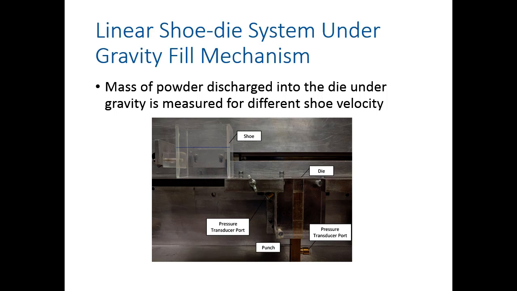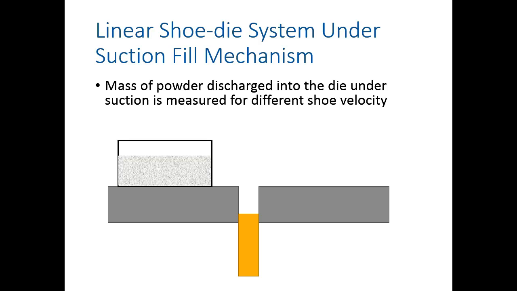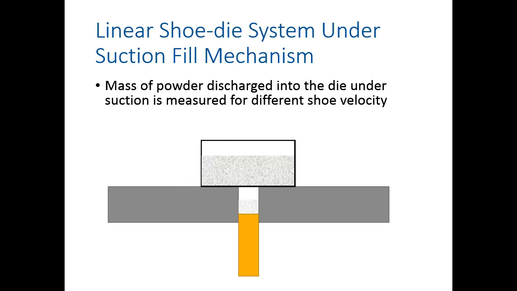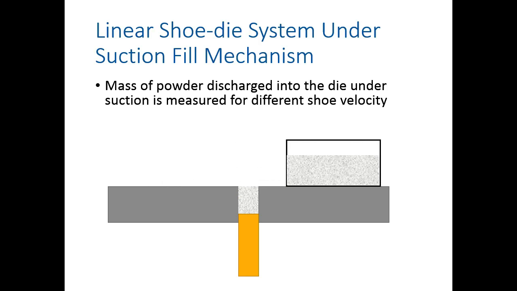This is the experimental setup that we used. We have a shoe. We filled it with a certain level of powder. The shoe passes over a die and deposits the powder into the die as it crosses over. I have a little animation for you. And as a result of the shoe passing over, the die is filled with powder. For the experiments carried out, we measured the differential pressure above the die and also at the bottom of the punch that we had.